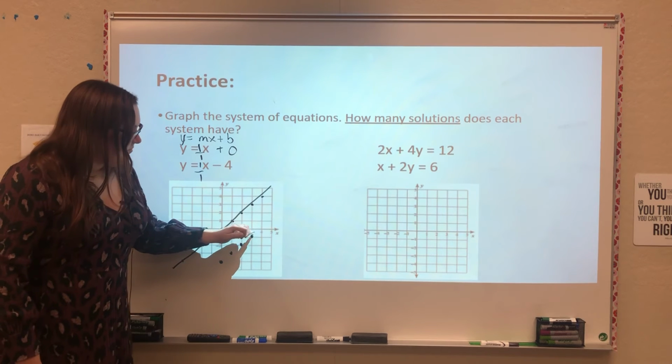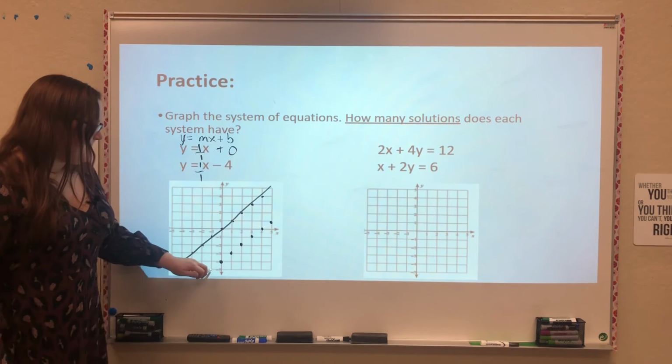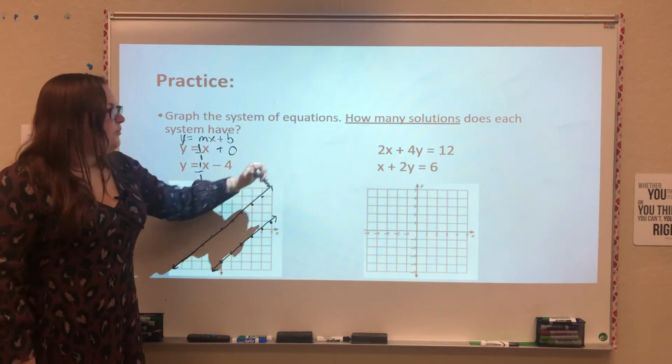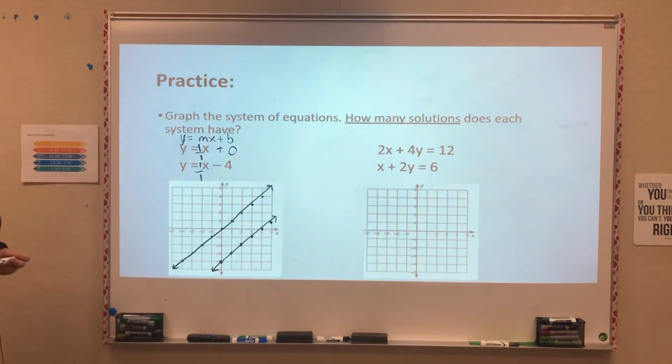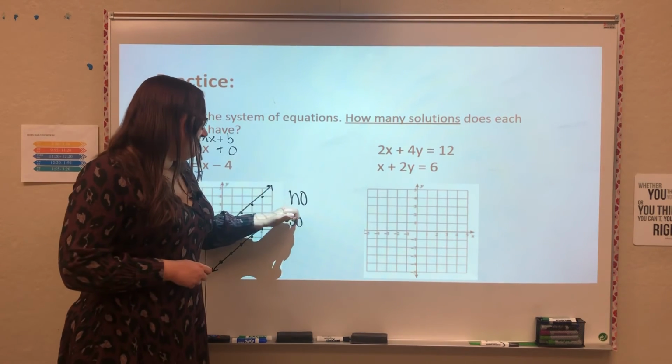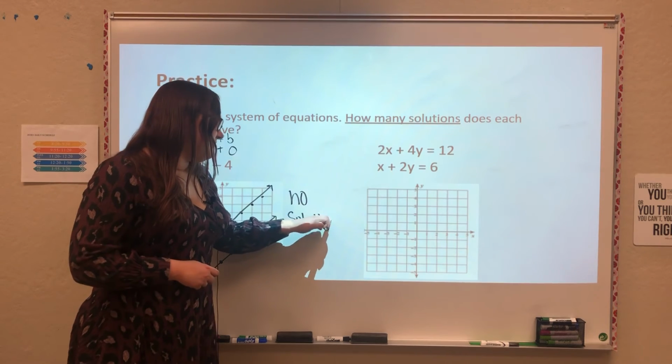And I'm getting a bunch of points here. Now that we've got the graph, what's my answer to the question going to be? The question is, how many solutions does this system have? This system here, we're going to say has no solution.